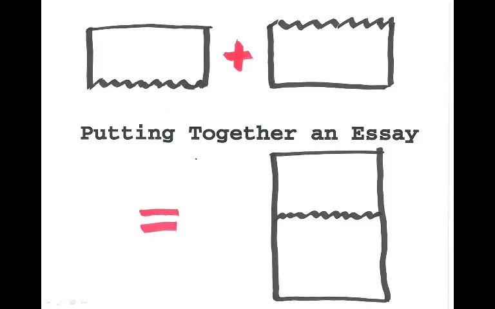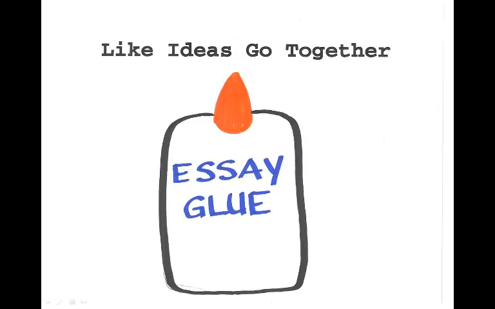I want to continue our discussion about how to organize a piece of writing. Specifically, how do we take all those diverse parts that would go into an essay and tie them together to create one coherent whole. The principle that I like to teach my students is that like ideas go together, meaning that the more similar two ideas are, the closer they should be to each other in your essay.